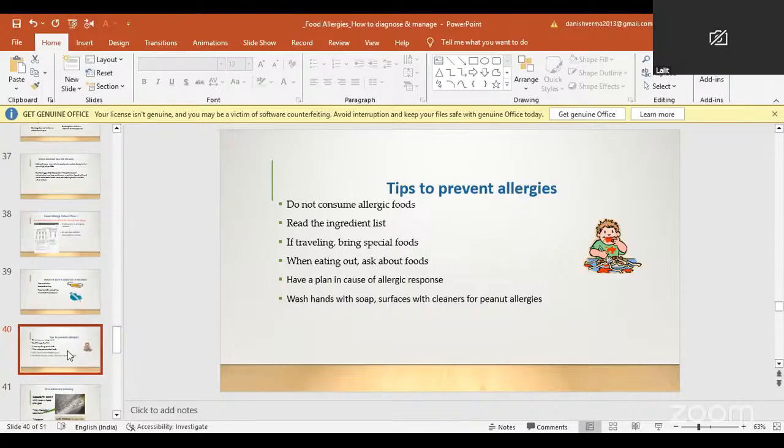Tips to prevent allergy: do not consume, of course, allergic food. Read the ingredients list. If traveling, bring your special food.